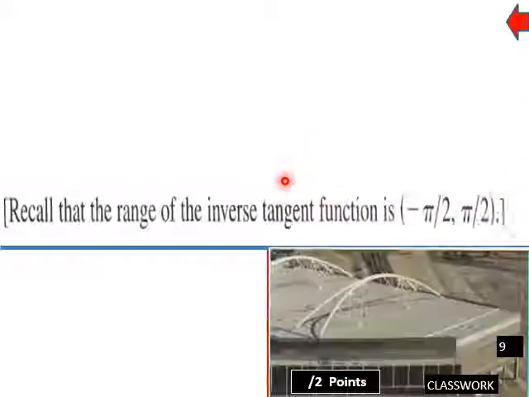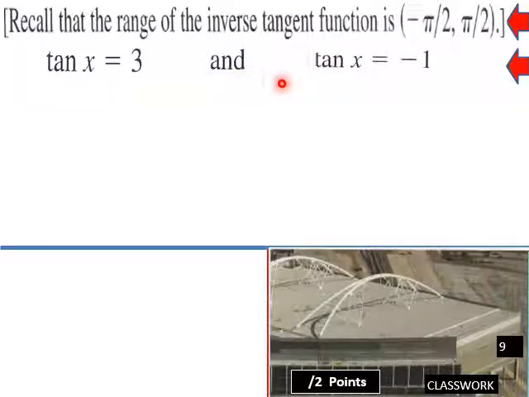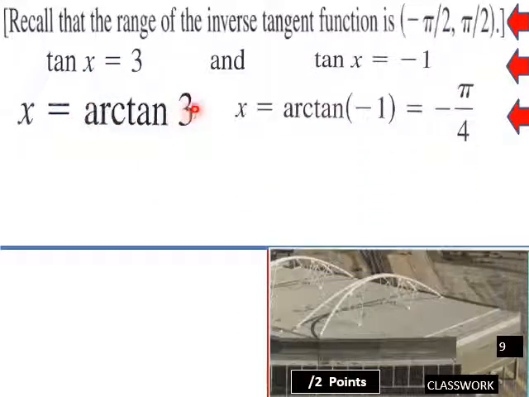Okay, moving through our example here. Recall that the range of the inverse tangent function is negative pi over 2, pi over 2. So tan x equals 3 in this interval here, because this is open, this is closed here. And tan x equals negative 1. So in this case here, x equals arctan 3. And then in this case here, x equals arctan negative 1, which is the same thing as negative pi over 4 for arctan negative 1.